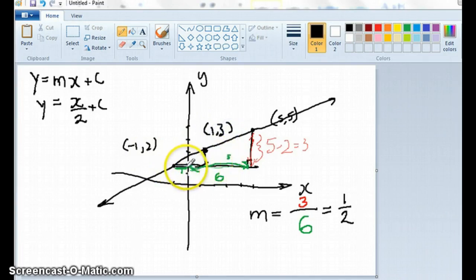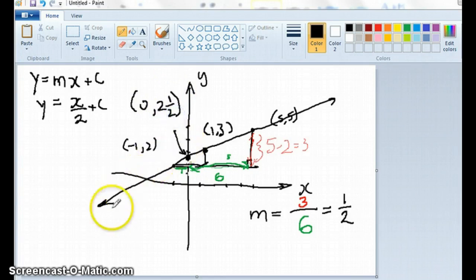But notice here, halfway, if I go 1 across, to keep it all in proportion, I can only go up a half. See, if I go 2 across, I've got to go up 1. So if I go across 1, I only go up a half. So that tells me what the y-intercept is. That y-intercept has the coordinate 0, and it's a half higher than what I started at. Well, I started at 2. So a half and 2 is 2.5.